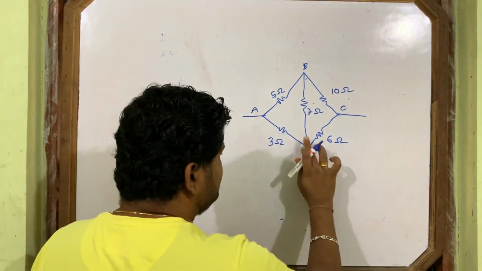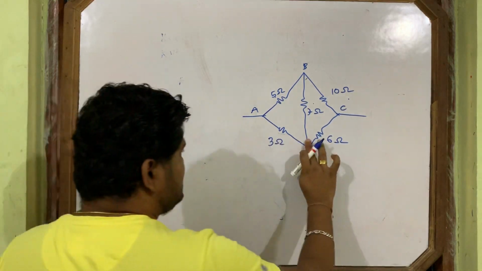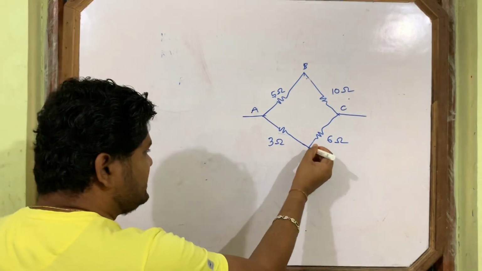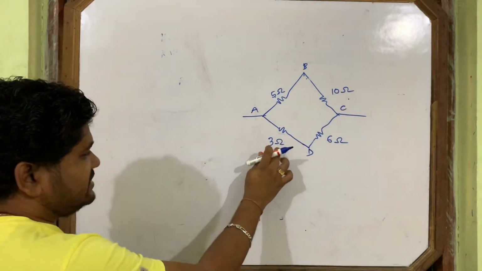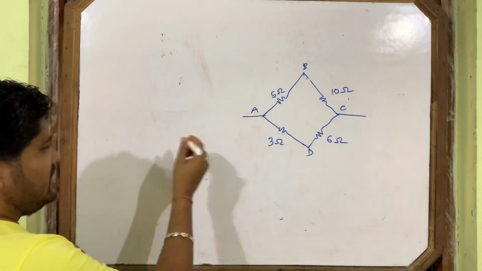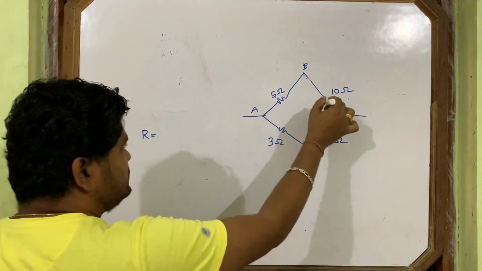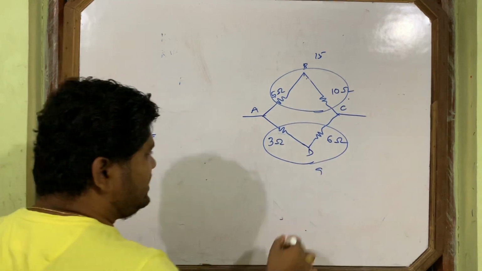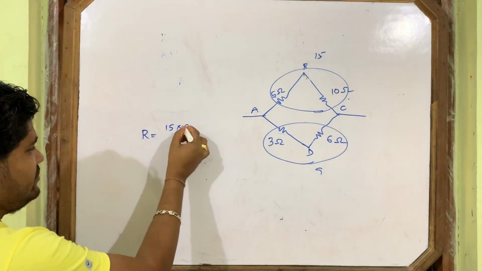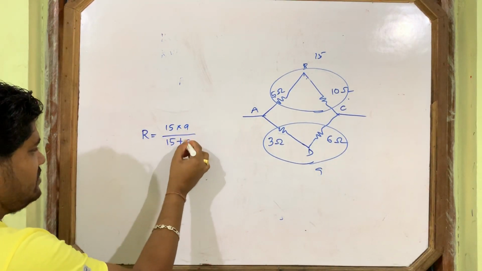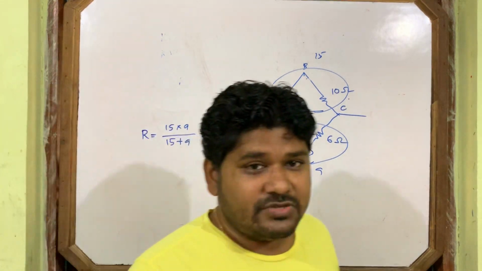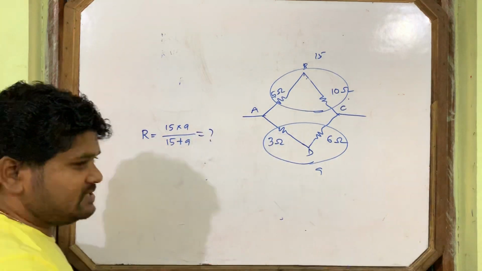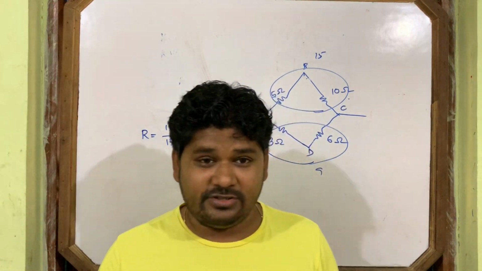You just redraw the figure. First I am erasing the 7. It's a very simple circuit. 5, 10 in series connection, 3, 6 in series connection. And what is the effective resistance? This total becomes 15. This total becomes 9. Then 15 into 9 by 15 plus 9, the parallel formula, R1 R2 by R1 plus R2.